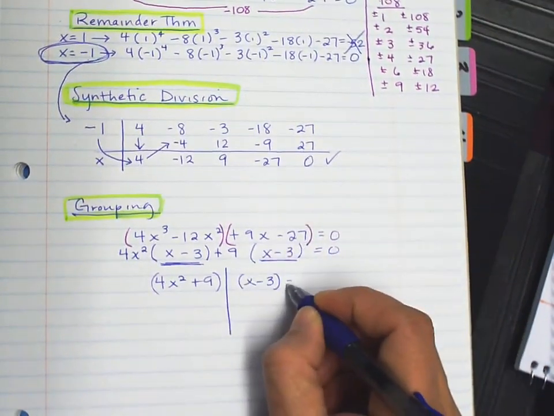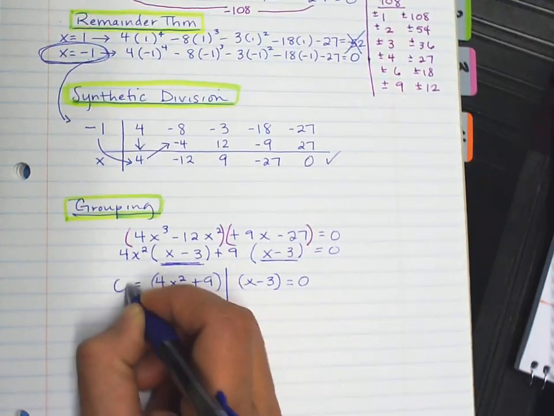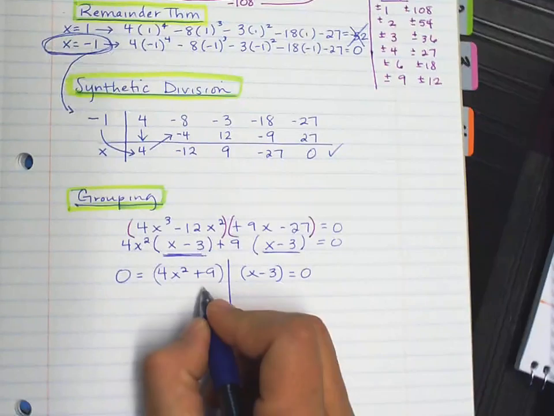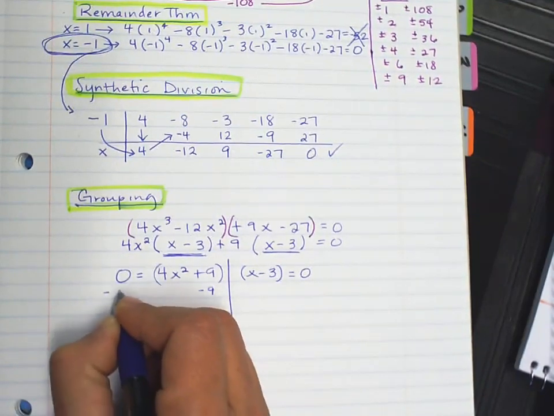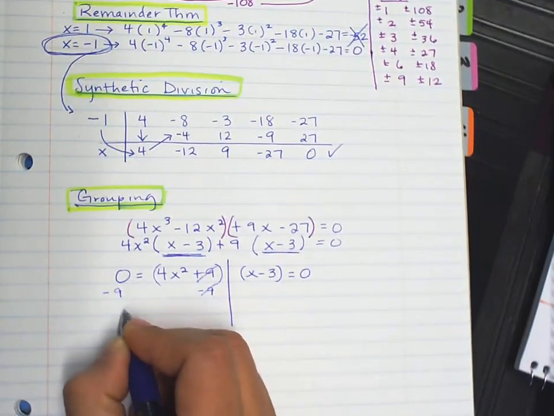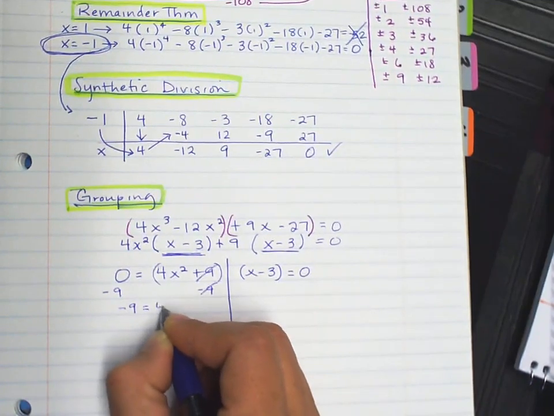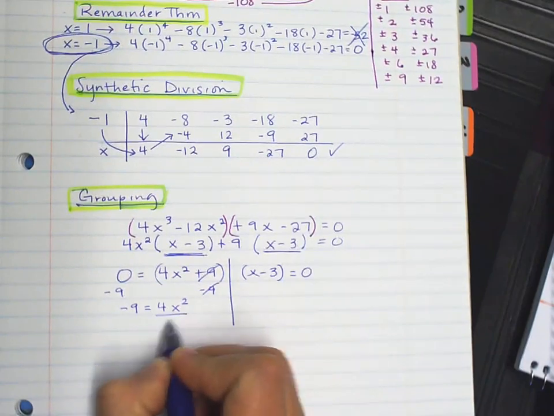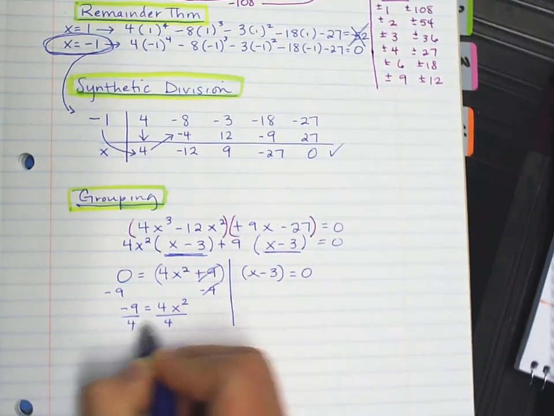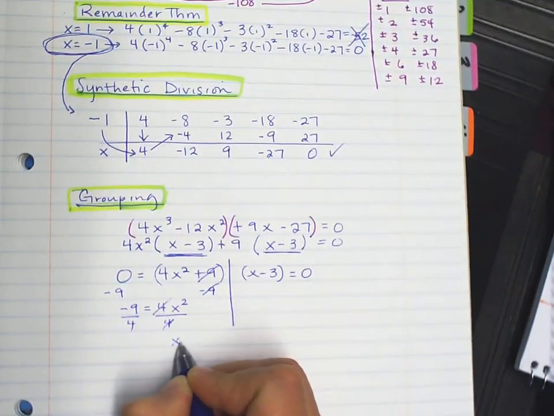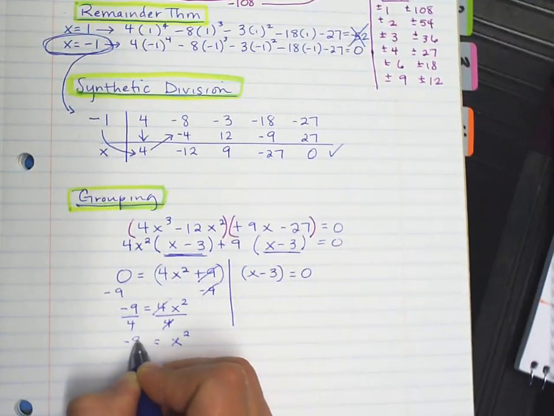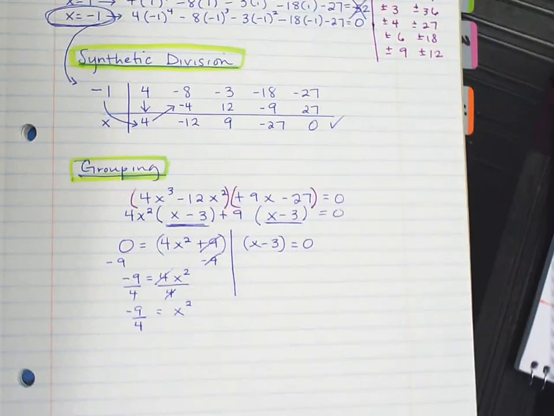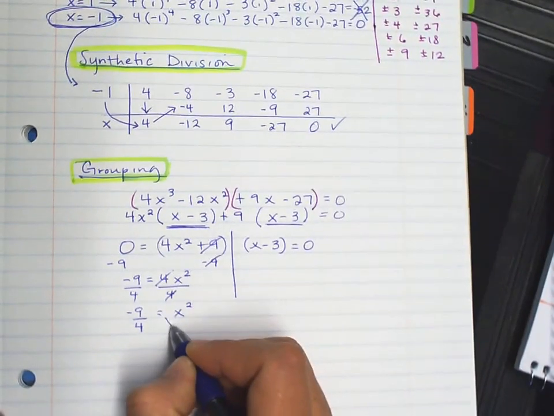Set them equal to 0. Remember, we're looking for the solutions. We're looking for our roots. All right, so right here I'm going to subtract 9. So I have negative 9 equals 4x squared. Divide by 4. So I have x squared is equal to negative 9 over 4. What's my next step? Square root both sides, okay?